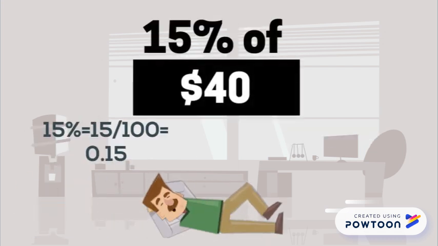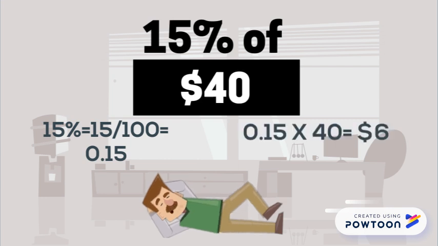Let's do another problem. What is 15% of $40? Well, I know 15% is equal to 15 out of 100, which would then be 0.15. So I take 0.15 and I multiply it by 40, and my answer becomes 6. So 15% of 40 is equal to 6.